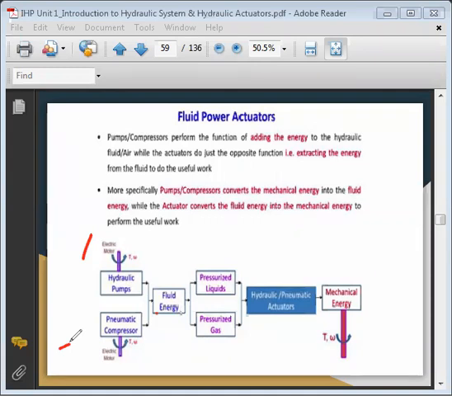That means by taking the electric energy, they are rotating. Okay, that means the mechanical energy, and the mechanical energy is going to convert into hydraulic energy. They are adding energy.